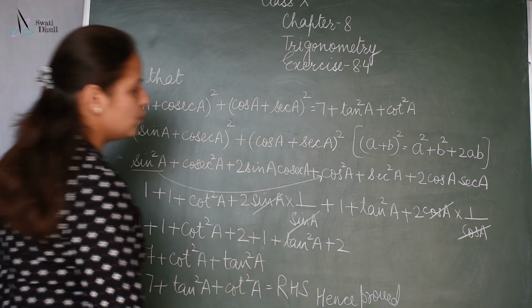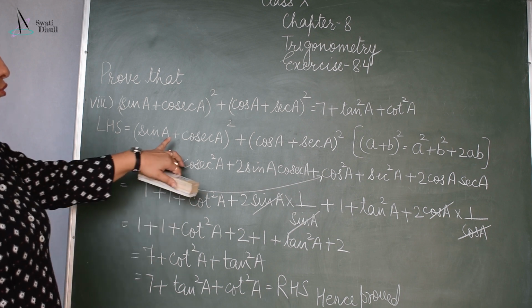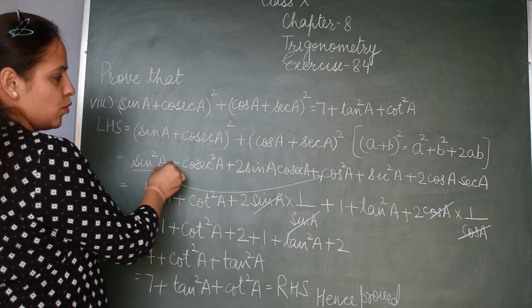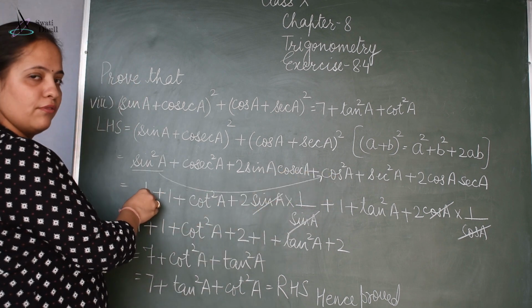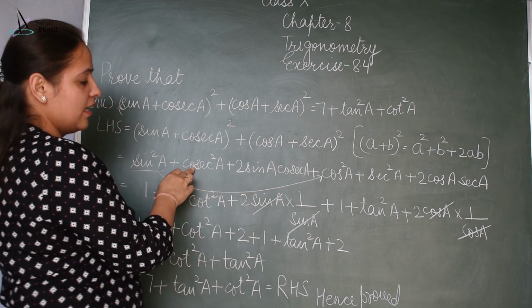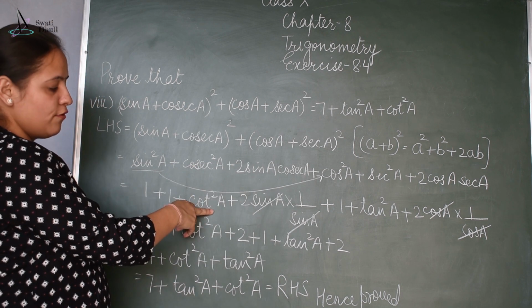So what you need to do here is, you have to use your algebraic identity a plus b whole square, then sin square A plus cos square A will become 1, cosecant square A we don't need in right hand side, so we can convert it in the form of cot square A.